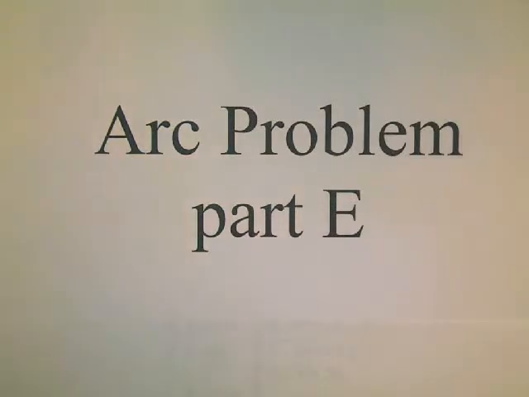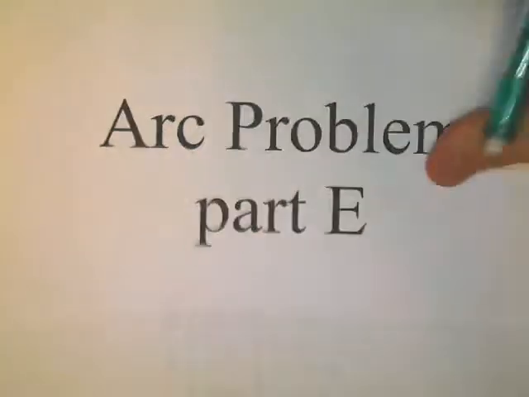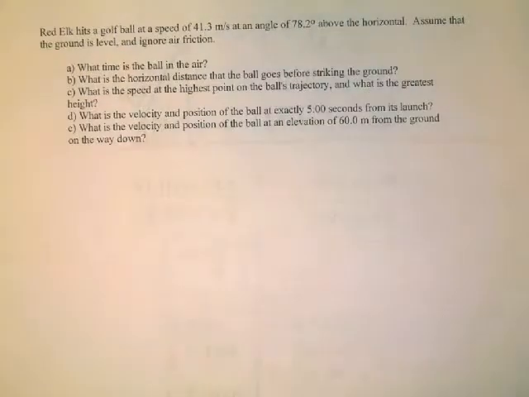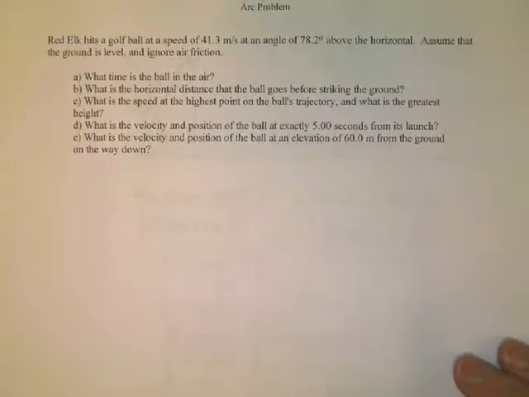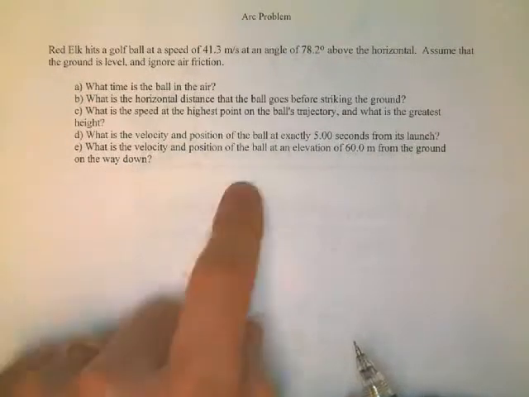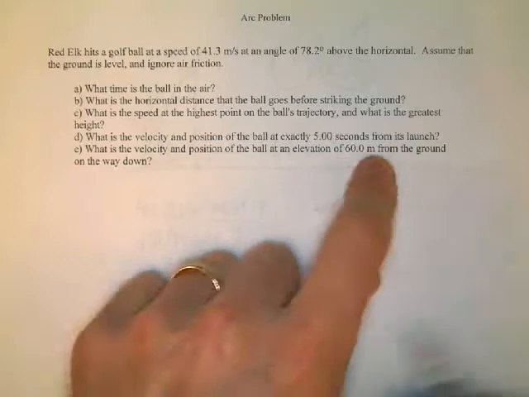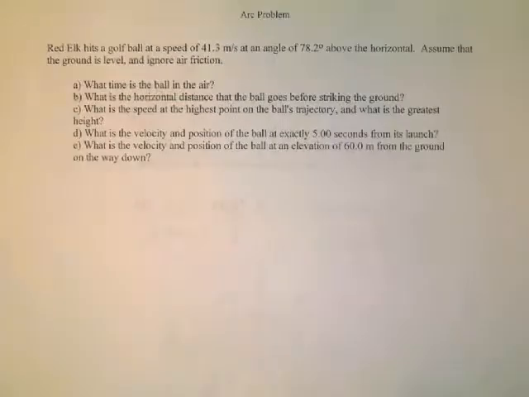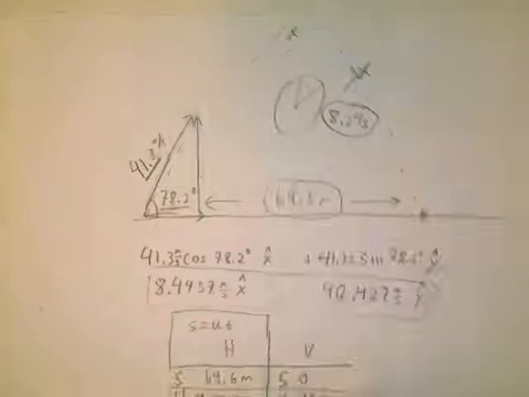Welcome to ARC problem part E, the exciting conclusion of our ongoing saga. We are talking about this problem right here, and again the text of this problem is in the HTML file that's in this folder. We are going to do E, which is: what is the velocity and position of the ball at an elevation of 60 meters from the ground on the way down? So we're looking at this problem here.